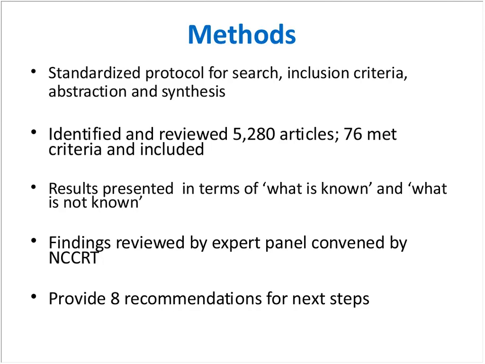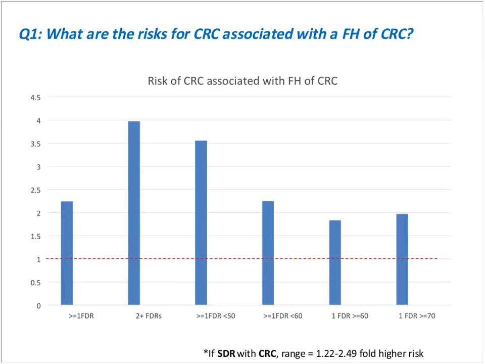The findings were reviewed by an expert panel that was convened by the roundtable, and this consisted of primary care physicians, gastroenterologists, and other specialists, researchers, public health, and policy experts. And based on the results, this group came together and has come up with 8 recommendations for addressing some of the priority areas identified through the review. And Dennis and I will be talking about those a little bit later in the presentation. So for question 1, we separated these into 2 questions.